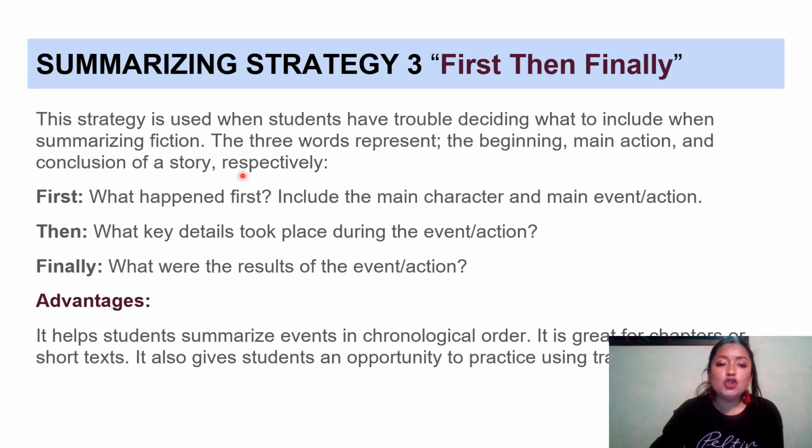This strategy is used when students have trouble deciding what to include when summarizing fiction. And the three words represent the beginning, main action, and conclusion of a story. First, what happened first, include the main character and main event. Then, what key details took place during the event? Finally, what were the results of the event? Advantage: it helps students summarize events in chronological order.